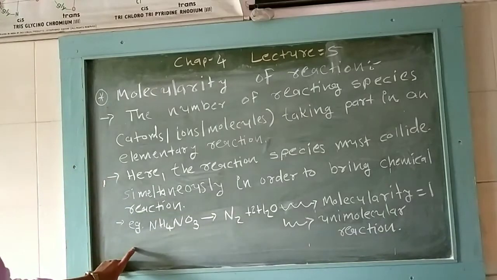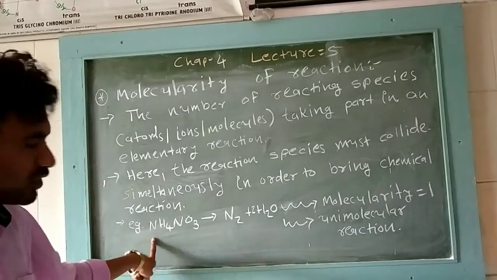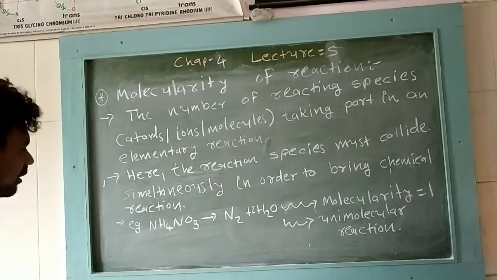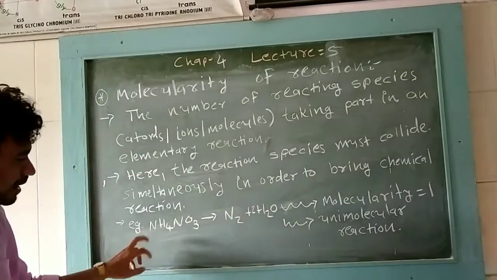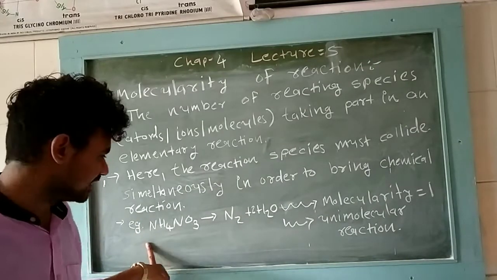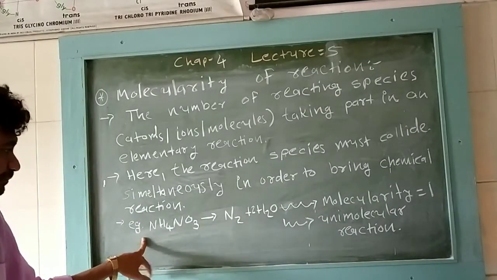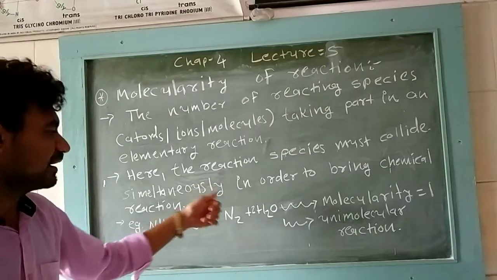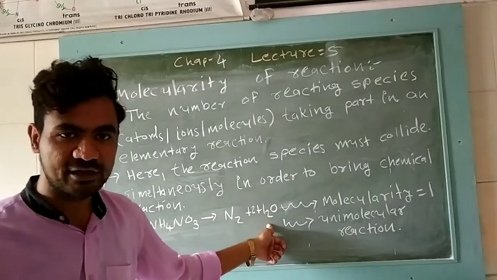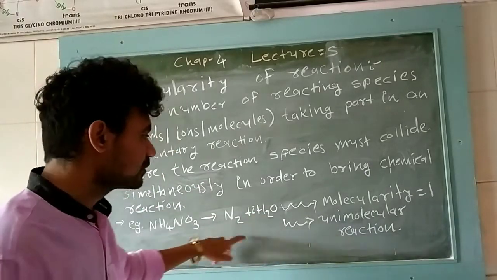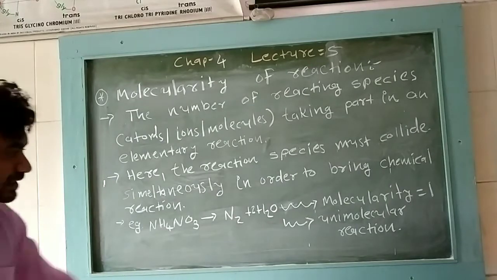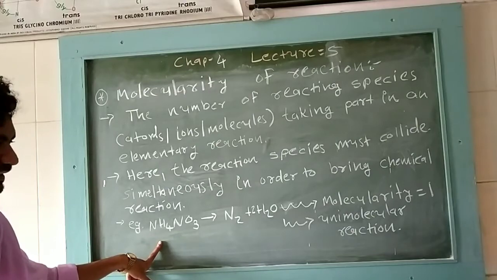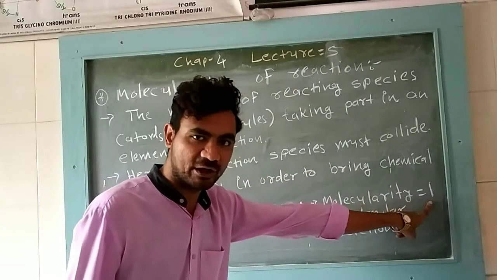Now here one example is written. Here you can see NH4NO3 gives N2 plus 2H2O. Here only one reactant is there, and 1 mole of reactant, NH4NO3. So this one molecule will react by itself and give nitrogen gas and water. So the molecularity of this reaction is 1 only. Only one molecule is reacting here.